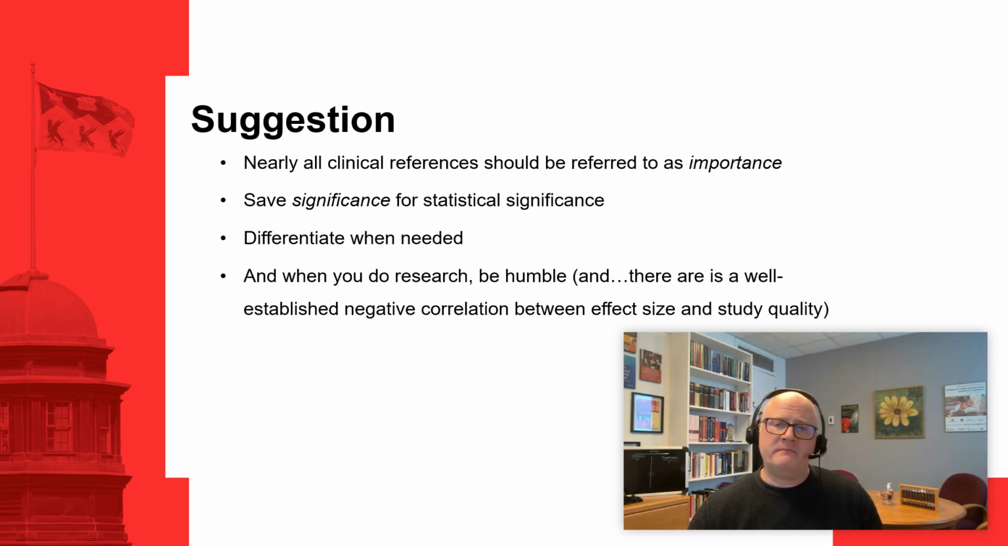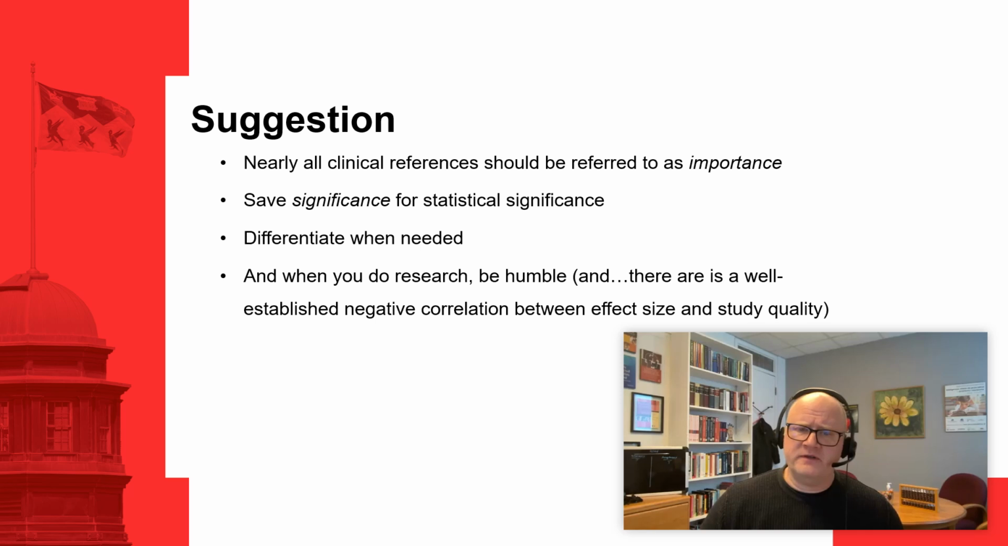So my recommendation, just as a clinician who's comfortable with many research concepts, is to understand that nearly all clinical references should be referred to as importance. Clinically important. If it's statistically significant, for example, they reached a threshold on a measure, indicating that, assuming no pathology, there's a low probability that the person would score that high or higher, you can call that statistical significance and then refer to that as it's also important. So you really need to differentiate that.